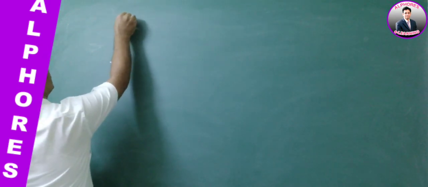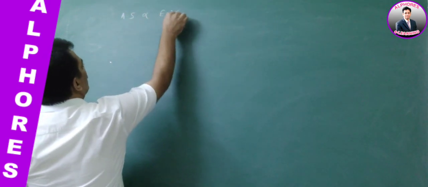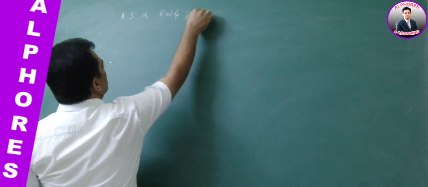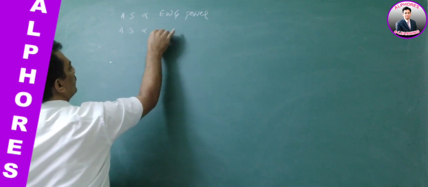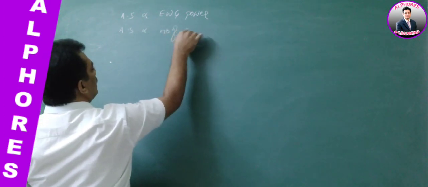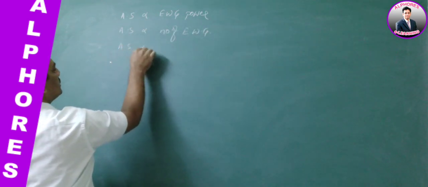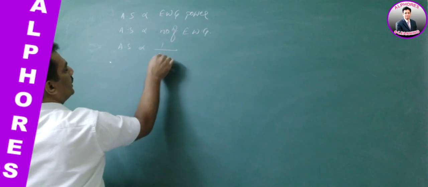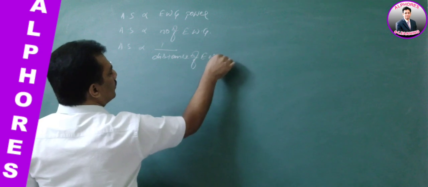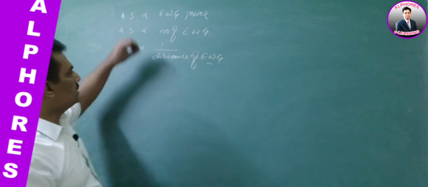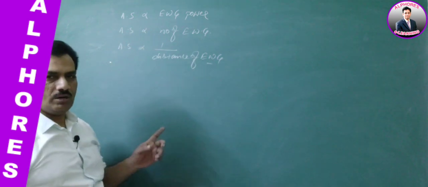As we are concerned, acidic strength is directly related to electron withdrawing group power. This is one concept. Acidic strength is also directly related to the number of electron withdrawing groups, and acidic strength is inversely related to the distance of the electron withdrawing group. This is the criteria related to the electron withdrawing group effect on acidic strength.